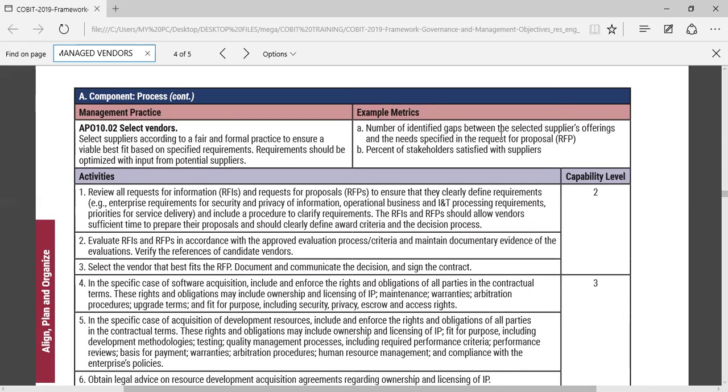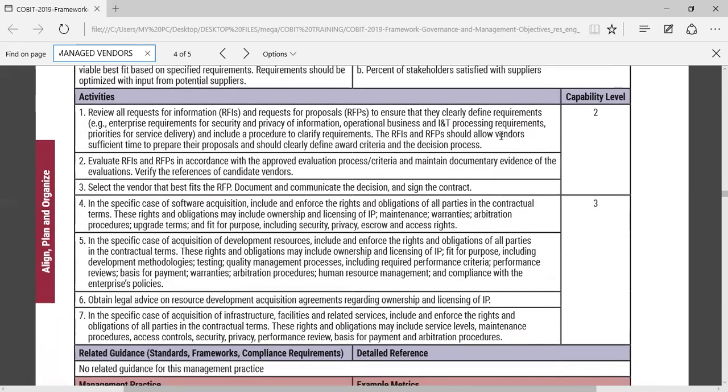So that is also a KPI we can use to know whether we are getting APO 10.02 right, selection of vendors. Okay, so let's look at the activities we are supposed to roll out for this 10.02. All right. Number one, review all requests for information and requests for proposals to ensure that they clearly define requirements, e.g. enterprise requirement for security and privacy of information, operational business and I&T processing requirement, priority for service delivery. You don't want your vendor to run you into trouble.